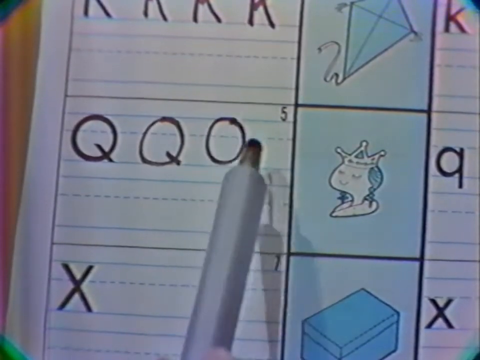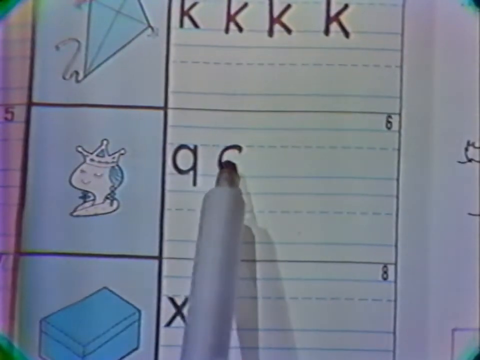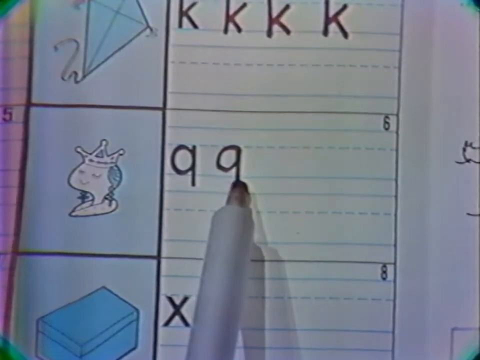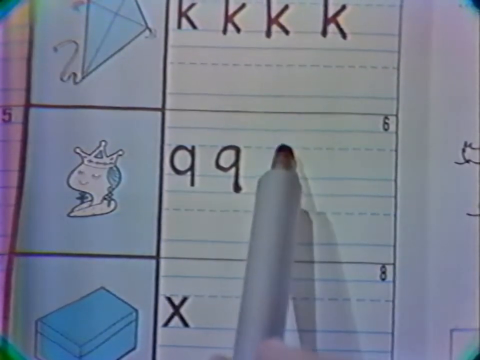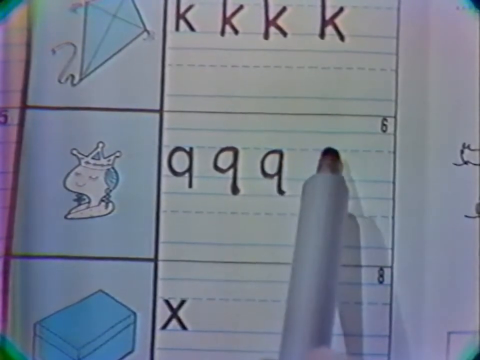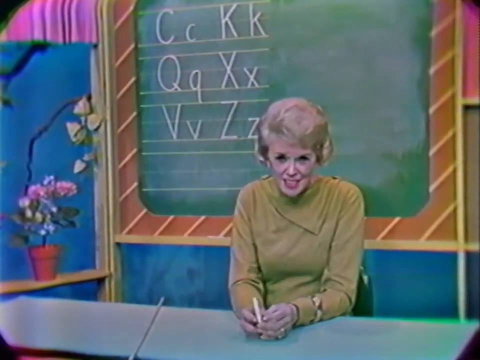Capital Q. Small q begins like the small g. Half the space, curve around, straight line down, but past the bottom line and curve away. Write it again, small q. Now you practice your letters, C, K, and Q, and I'll see you tomorrow.